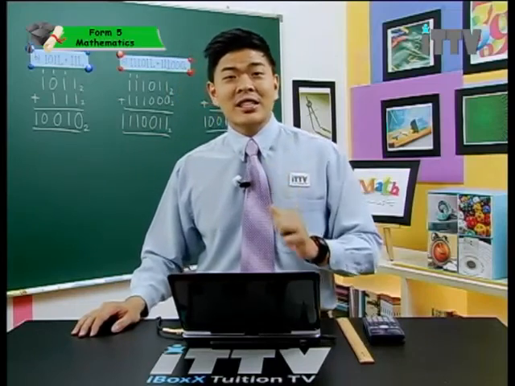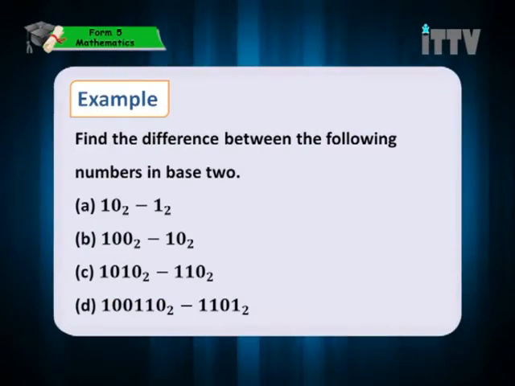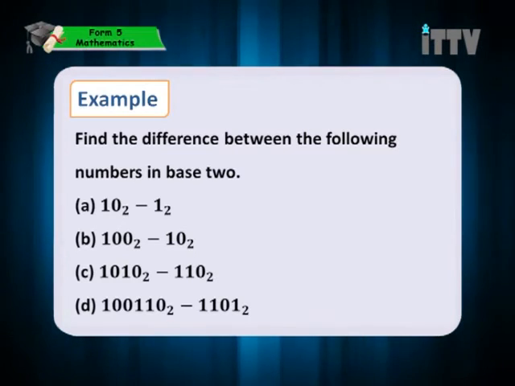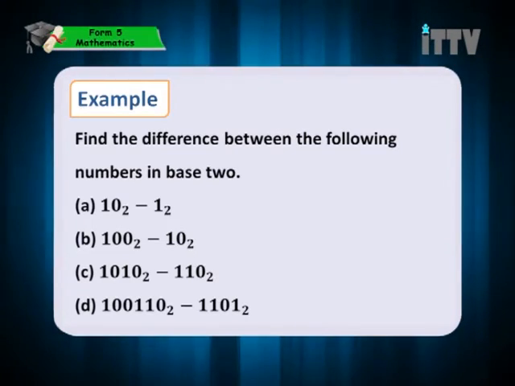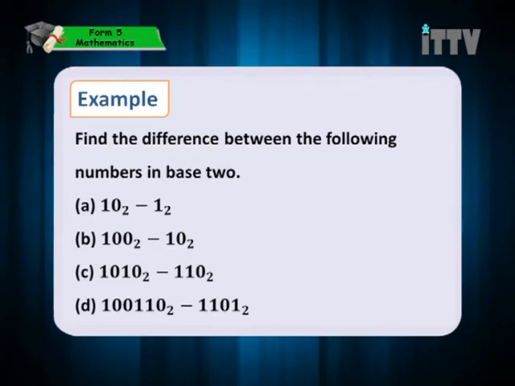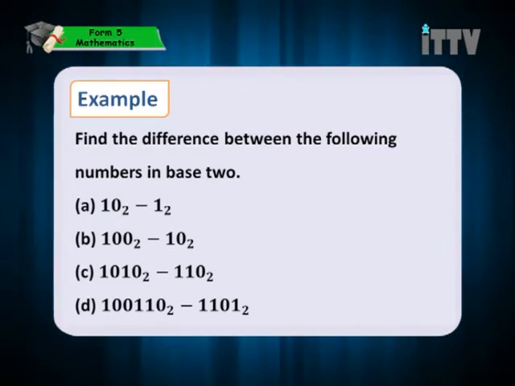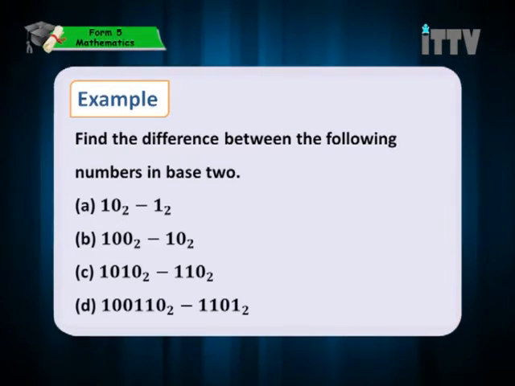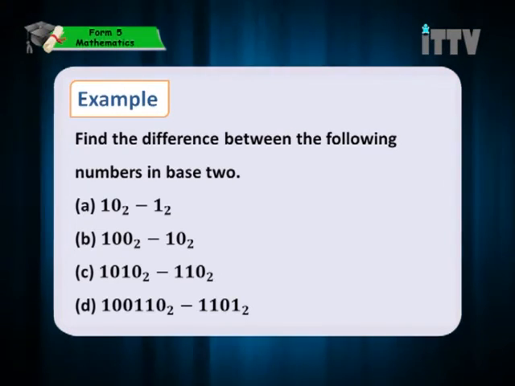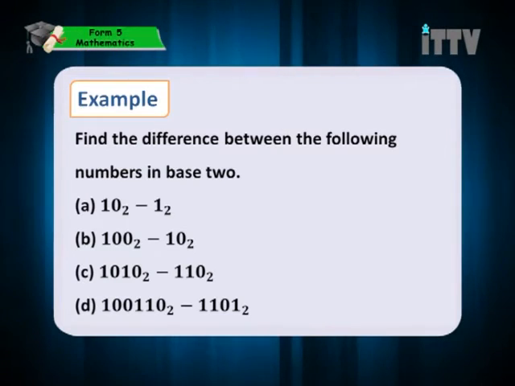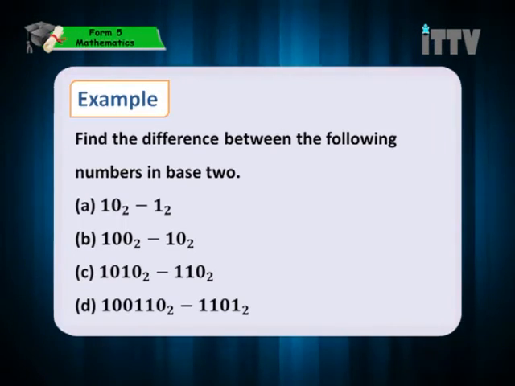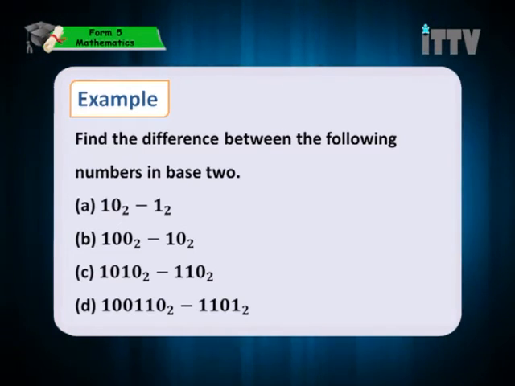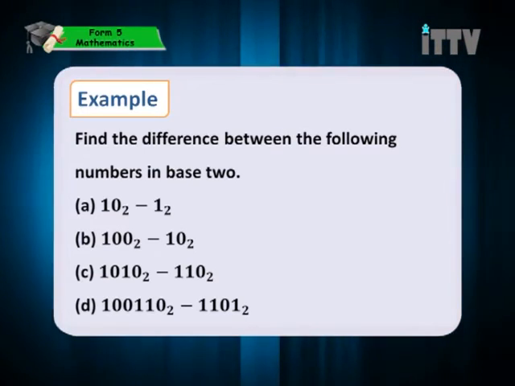Now let's take a look at subtraction. Find the difference between the following numbers in base 2. A, 1, 0 in base 2 minus 1 in base 2. B, 1, 0, 0 in base 2 minus 1, 0 in base 2. C, 1, 0, 1, 0 in base 2 minus 1, 1, 0 in base 2. And D, 1, 0, 0, 1, 1, 0 in base 2 minus 1, 1, 0, 1 in base 2. Now let's do this together.